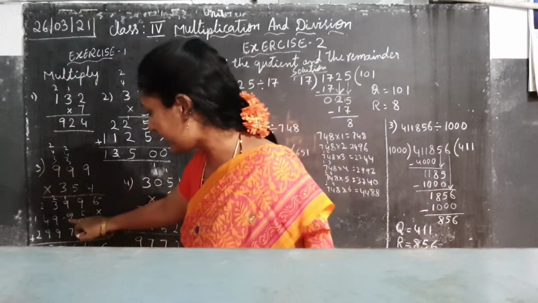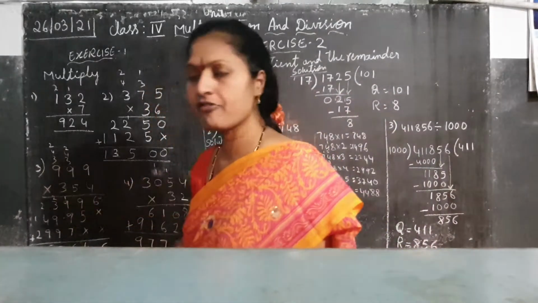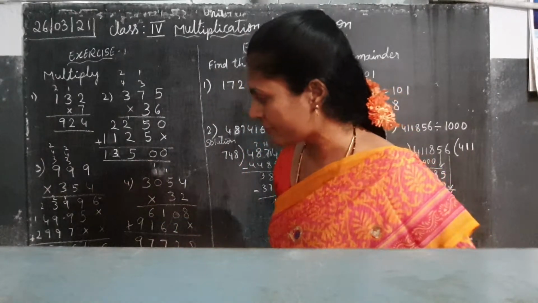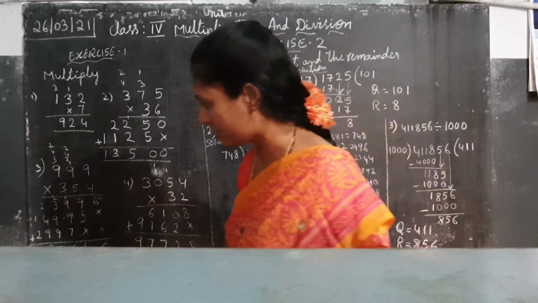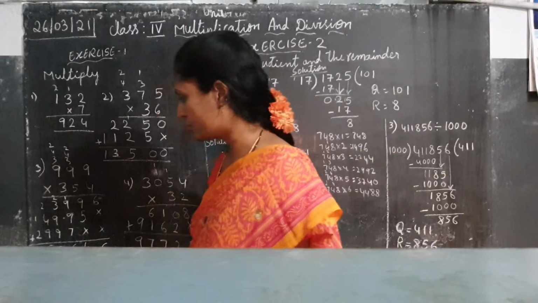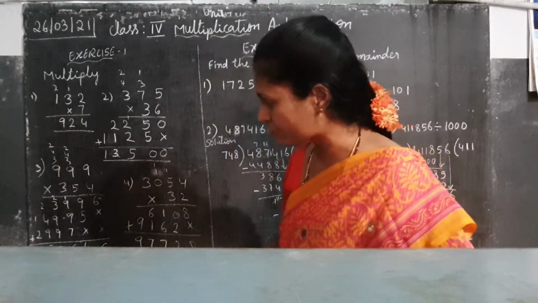49. Then 4 carry 9. And 5 9s are 45. 45 plus 3, 49. Second row over, children. Now we have to multiply with hundreds. Hundreds means third row, third number. We have to multiply hundreds with 2 digits.